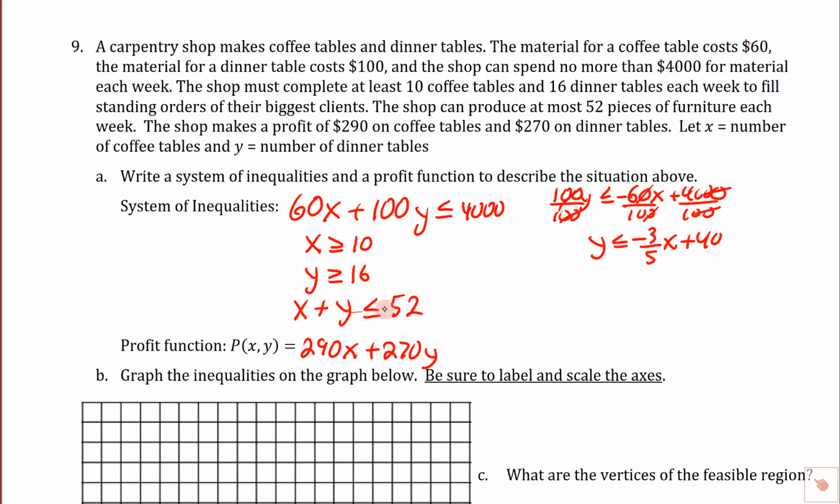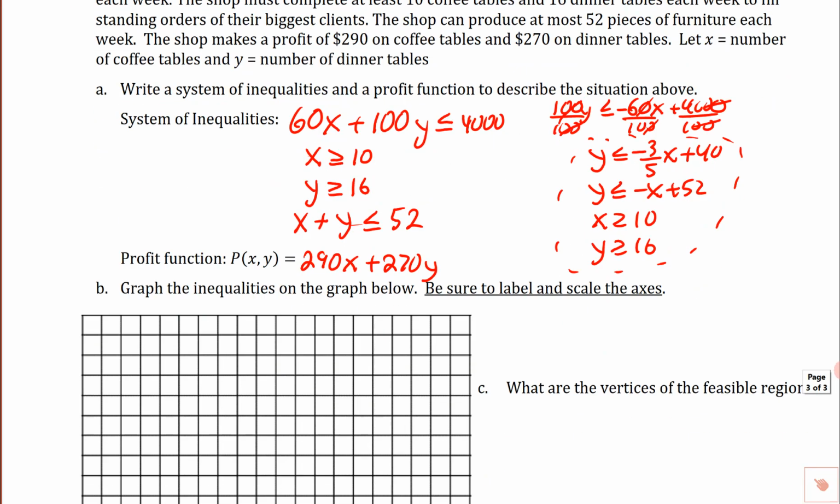I'm going to move this one around. This is going to be y is less than or equal to... If you just move that to the other side, you get negative x plus 52. And then, of course, we've got these other guys right here. So x is greater than or equal to 10, and y is greater than or equal to 16. We're going to need to graph these, and make sure that we label and scale the axes.